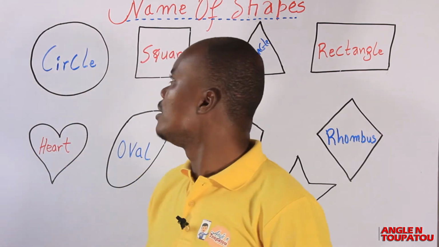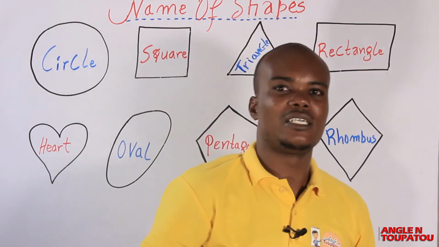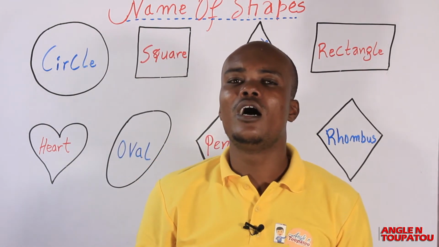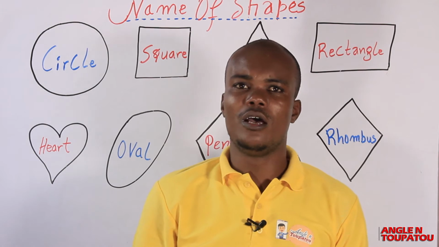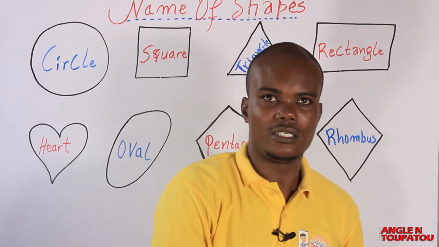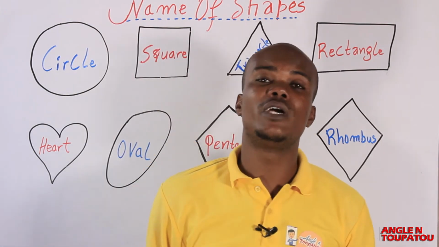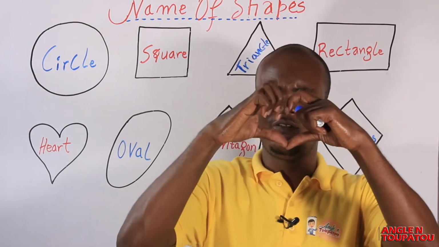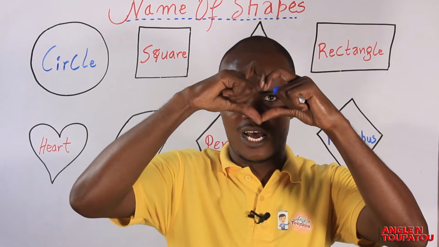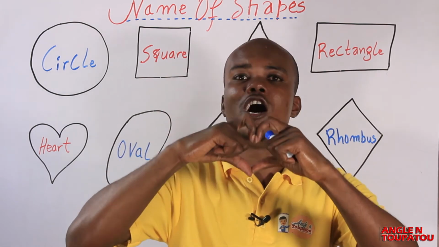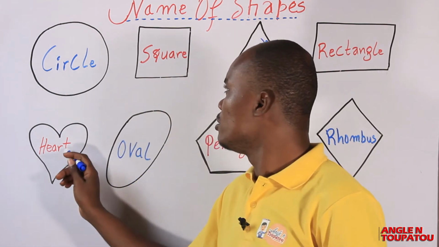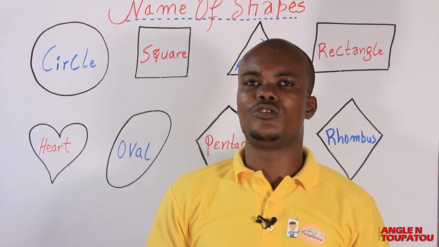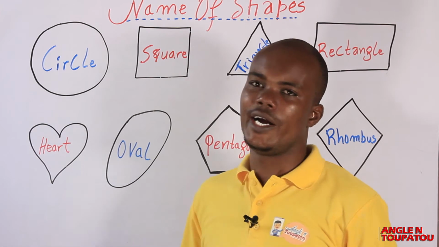Good. Okay. Si moi fais comme ça, I'm drawing what? I'm drawing a circle. Mais si me fais comme ça, I'm drawing an oval. Yes. If I do it like this, now I form a heart. This is a heart. If I do it like this, I draw now a square.